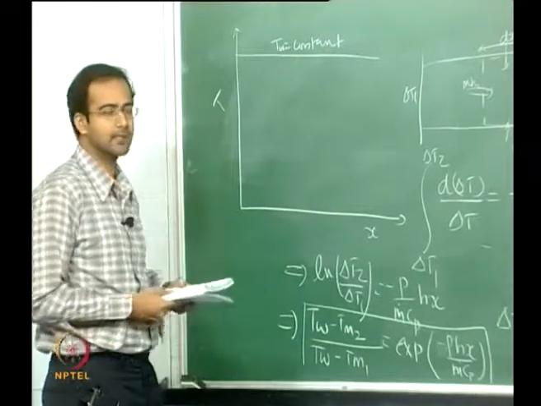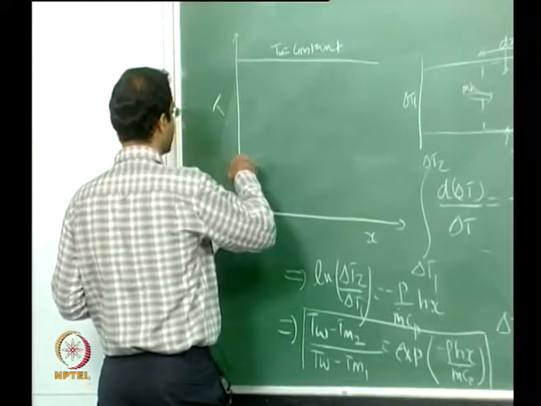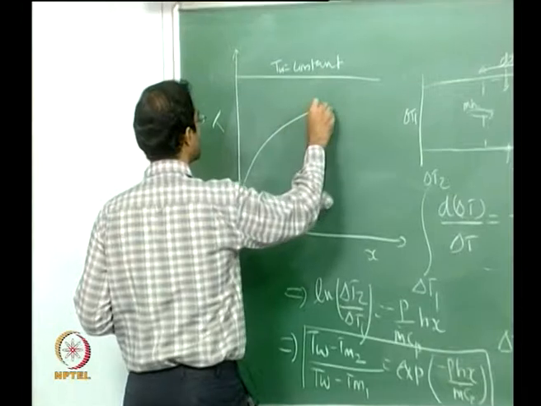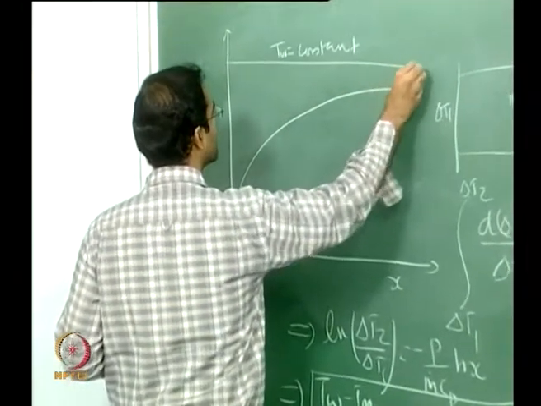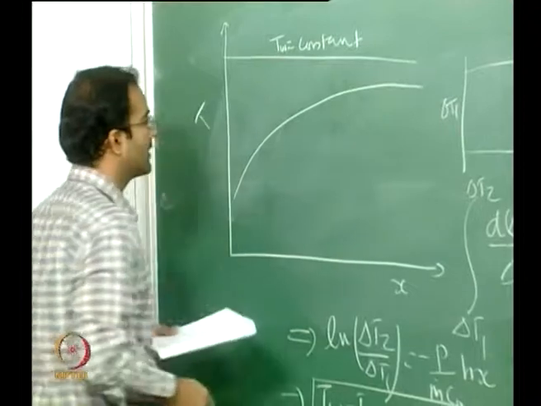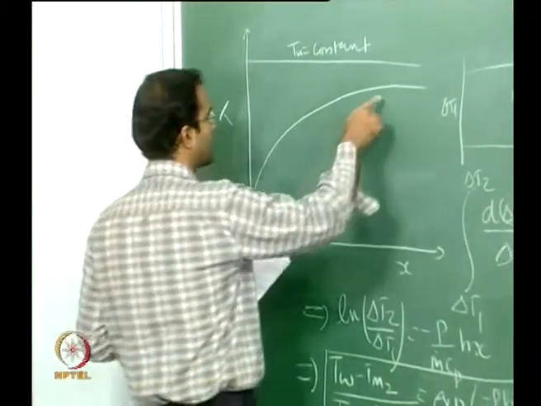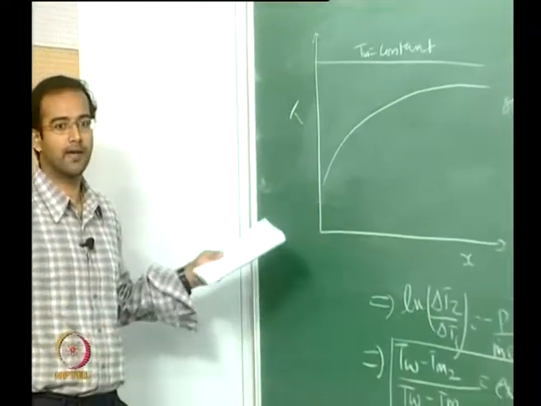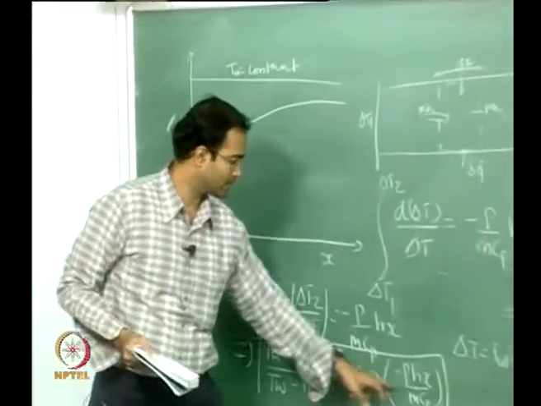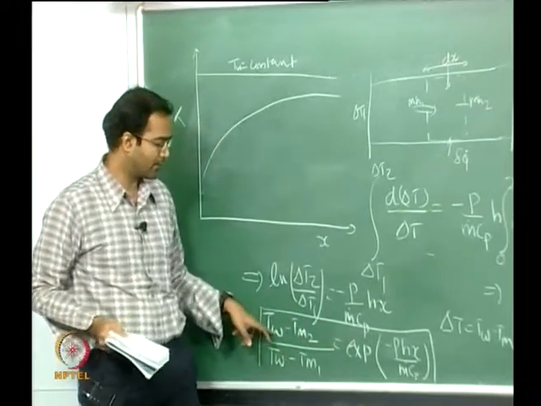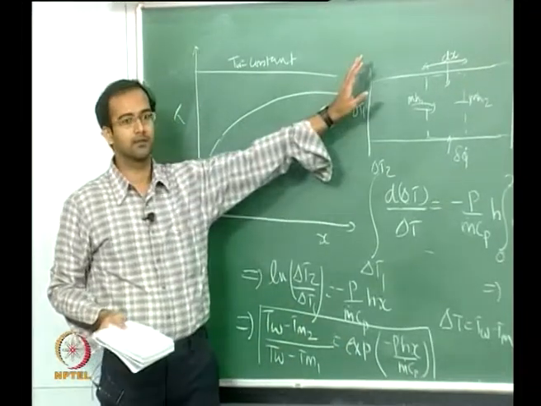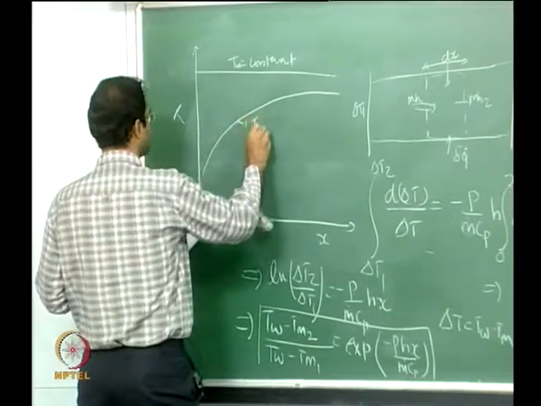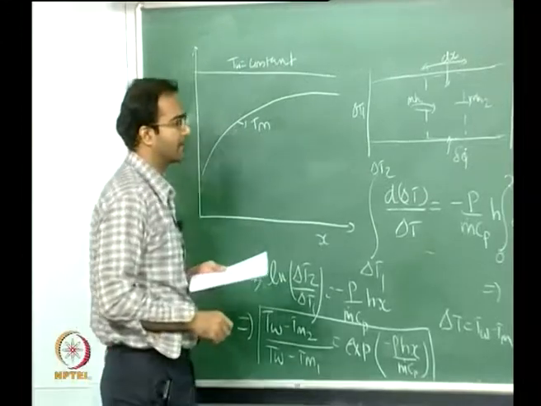So if you plot this expression, if you start with some mean temperature at the inlet, you will find that the mean temperature keeps varying in a logarithmic fashion like this, and it will asymptotically go and meet this T wall. When your x goes to infinity, this becomes 0, and therefore your T mean will become T wall. So this is the variation of your Tm, the mean temperature of the fluid.